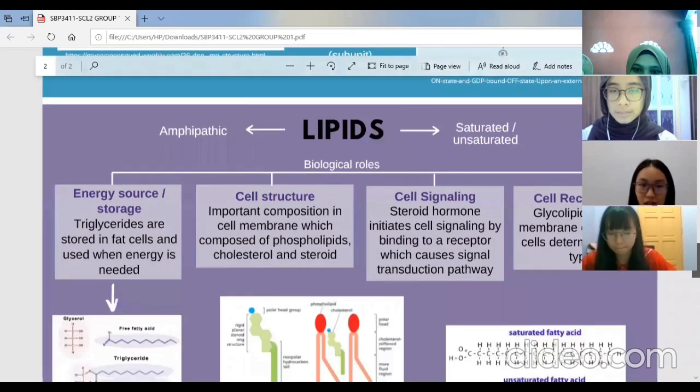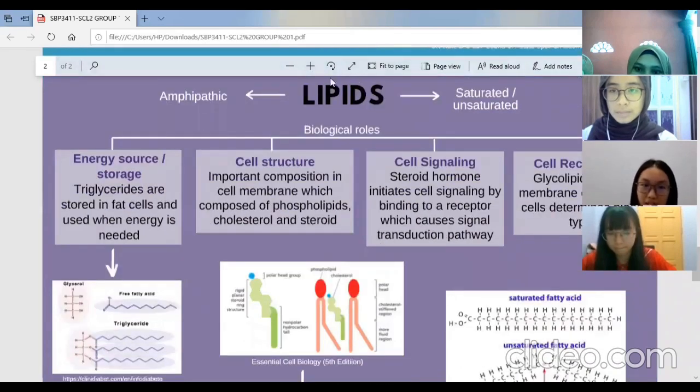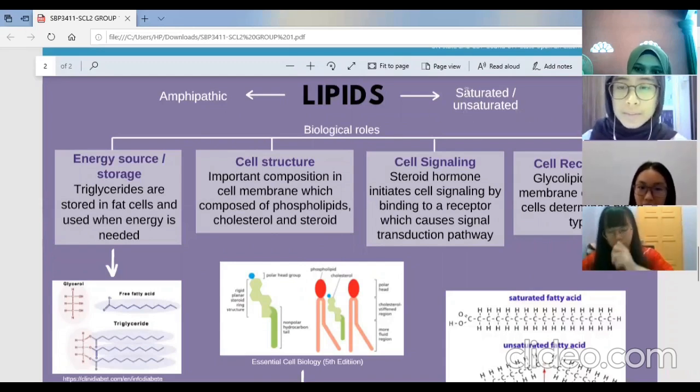Next, I'm going to explain more about the lipids. Lipids are amphipathic because they have both hydrophilic and hydrophobic regions. They can also be divided into saturated and unsaturated lipids. Saturated lipids are held together by single bonds, whereas unsaturated lipids are held by double bonds. The double bond will create kinks in order to prevent the fatty acids from packing too close together and keep the lipid liquid at room temperature, as shown in the diagram below.